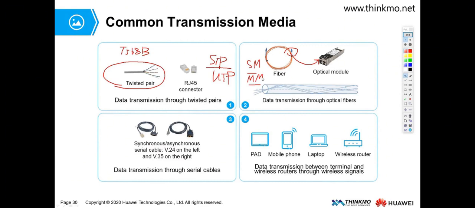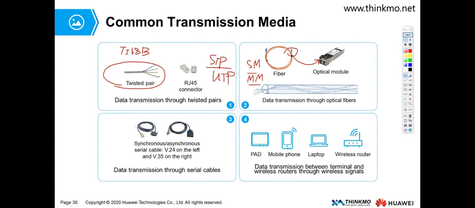For optical fibers, besides the SM, MM markings, we can also differentiate them by the color of the fiber. If it's yellow, it's mostly single-mode fiber. If it's orange, aqua, blue, or black, it's often multi-mode fiber.